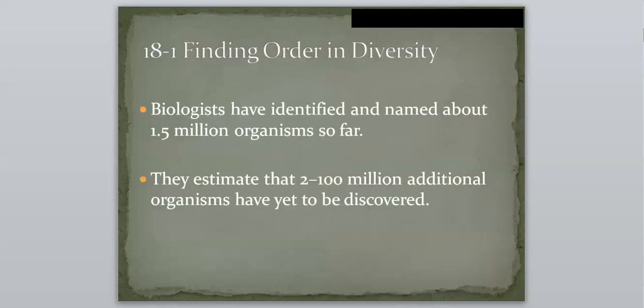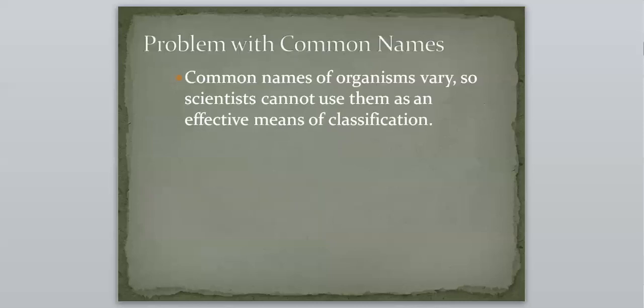So, starting off, biologists have identified and named about 1.5 million organisms so far, and they estimate that 2 to 100 million additional organisms have yet to be discovered. So how are we going to classify all of these huge amounts of creatures? One way that you might think to do is just by giving it a common name. So just calling it a bear, calling it a warthog, or calling it just a peacock. However, that does not work because common names of organisms vary based on what regions you live in, and scientists cannot use them as an effective means of classification.